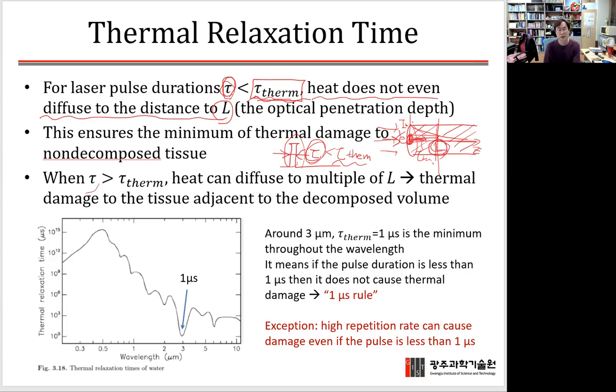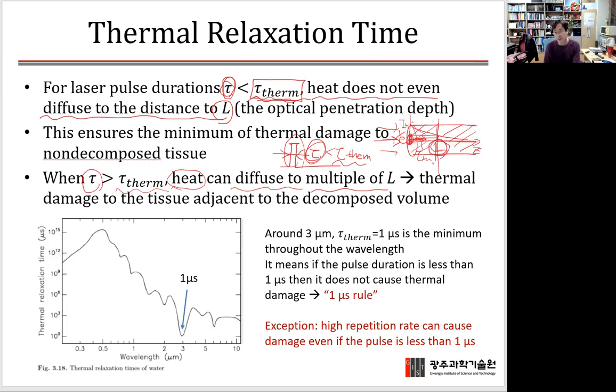But if you are giving a very long pulse duration, longer than the thermal relaxation time, then the heat has enough time to diffuse into the tissue, and it will reach multiples of 1/α.